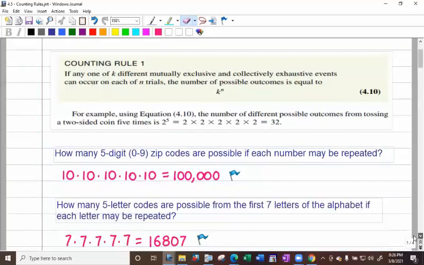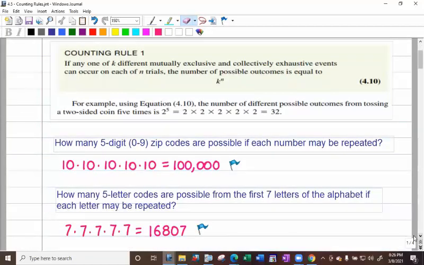This says how many 5-digit zip codes 0 through 9 are possible if each number may be repeated. 0 through 9 actually is 10 digits, so don't let that trick you. You can count them up if you don't believe me. So if they can repeat, it would just be 10 to the 5th power, 10 times 10 times 10 times 10 times 10, 100,000 different possibilities.